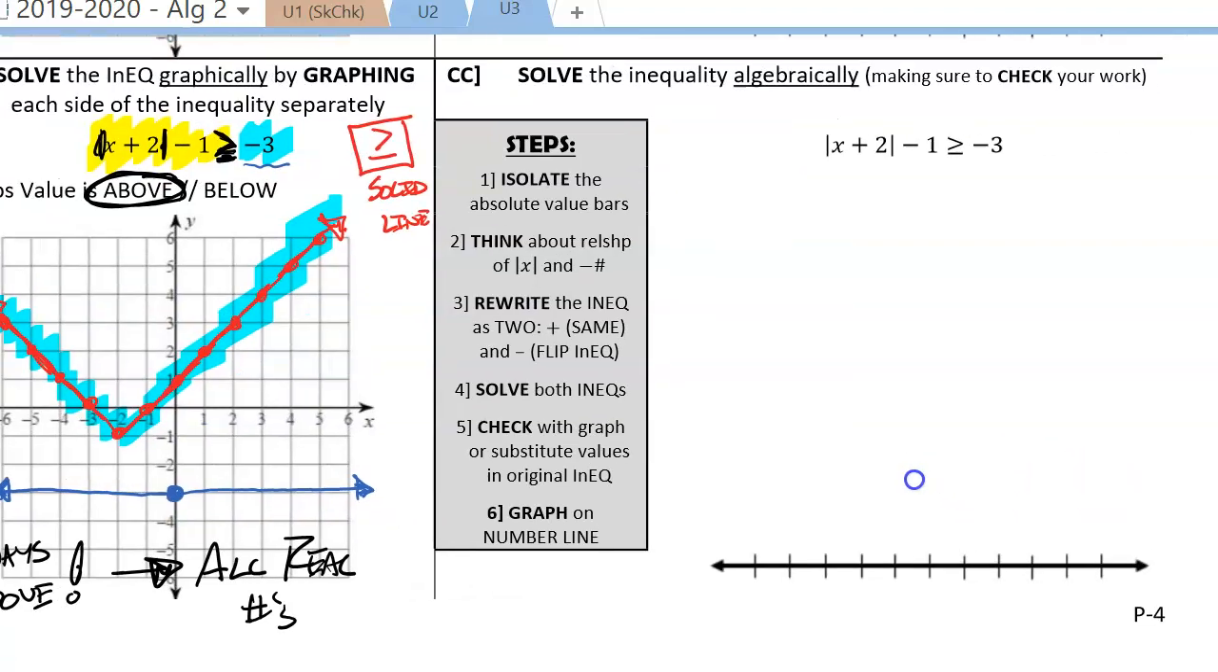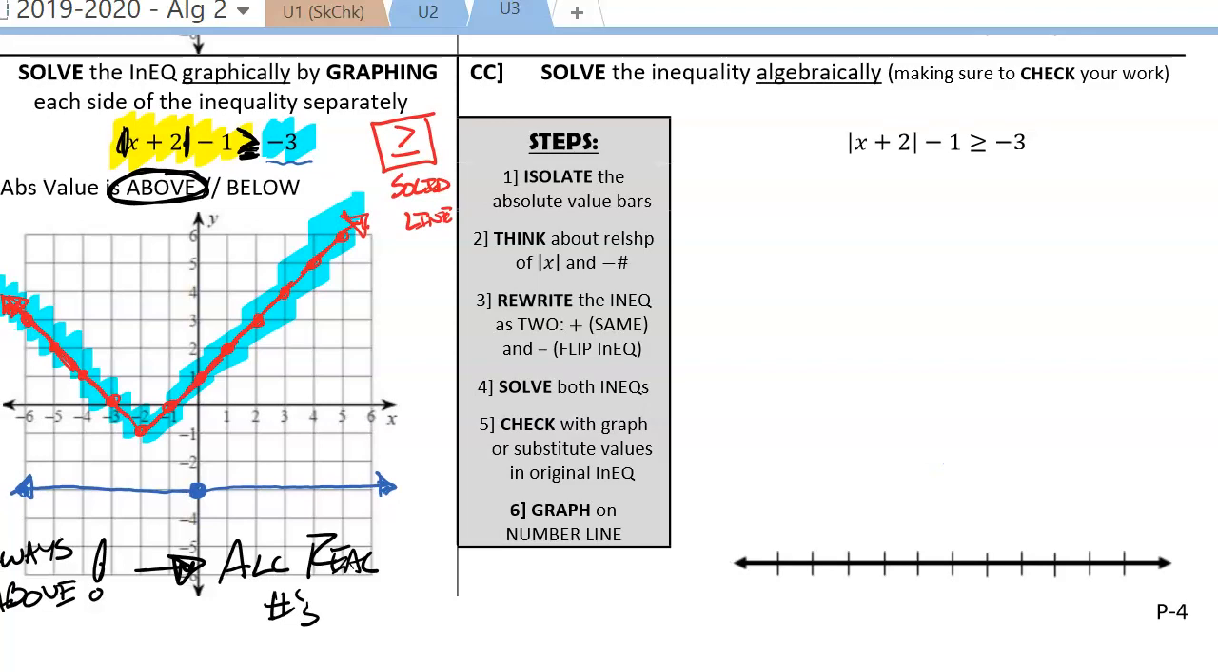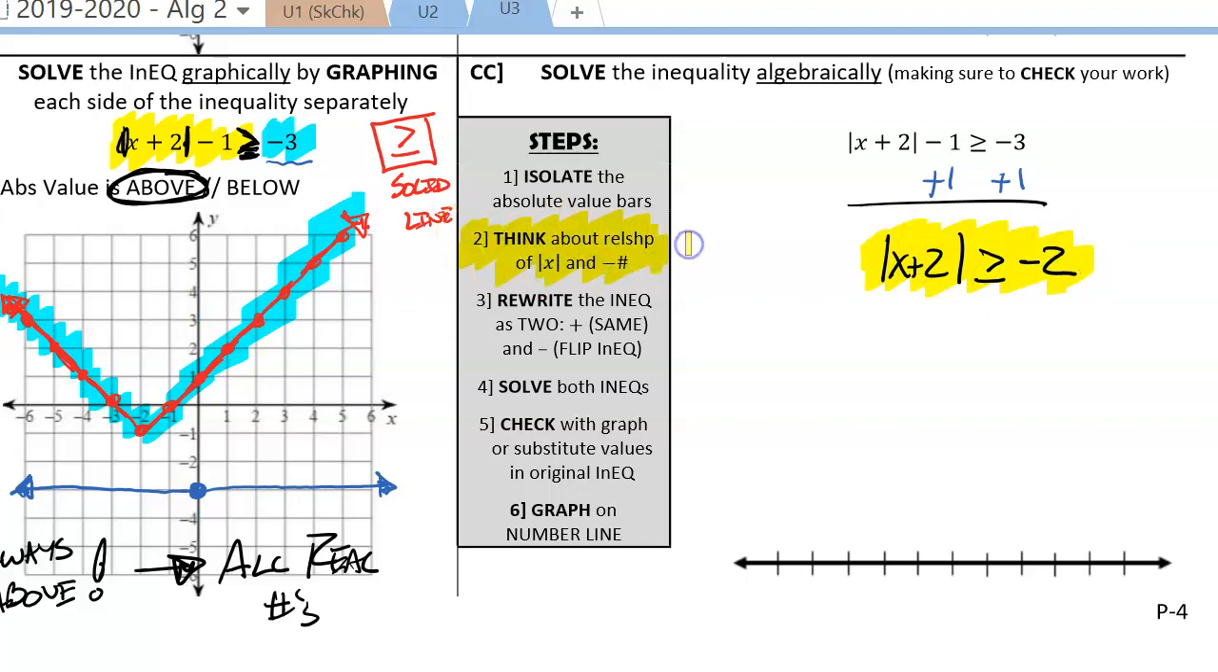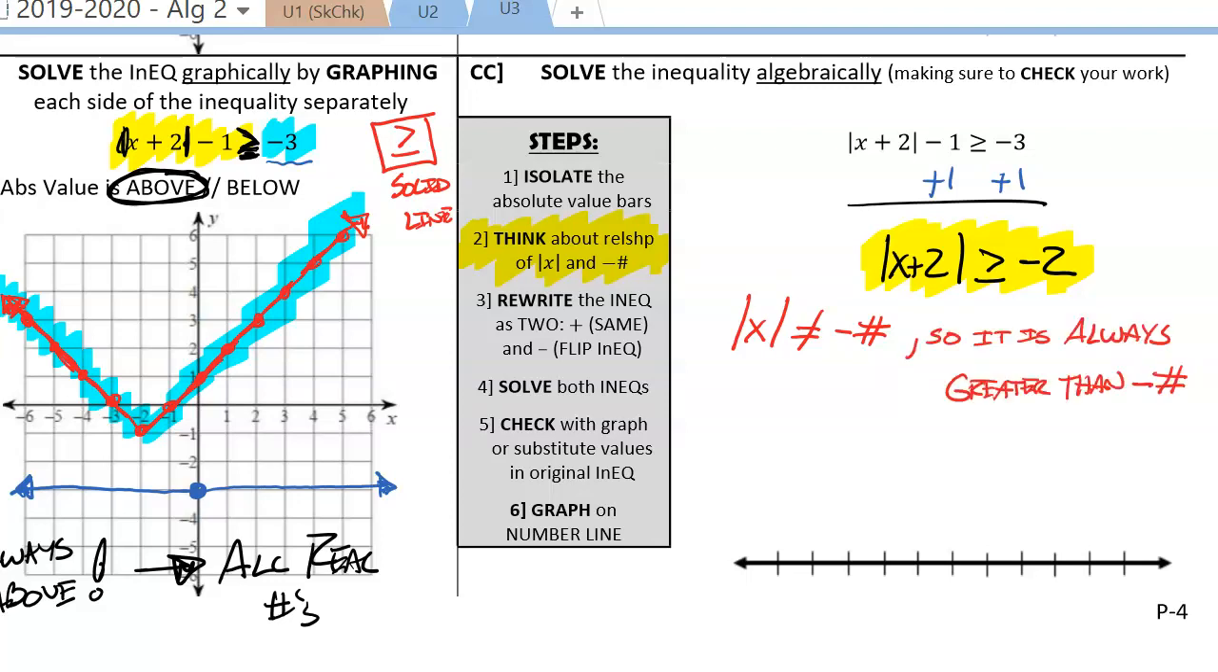So what does that look like in terms of the algebraic approach? We'll start by isolating the absolute value bars, giving us the absolute value is greater than or equal to -2. So now we need to think about the relationship between absolute values and negative numbers. From before, we remember that an absolute value cannot equal a negative number. Well, we don't have an equal sign here. We have a greater than or equal to symbol. So if it can't be equal to a negative number, it must be positive, so it's always going to be greater than a negative number. Every positive number is always greater than a negative number. So in this case, we would say all real solutions.